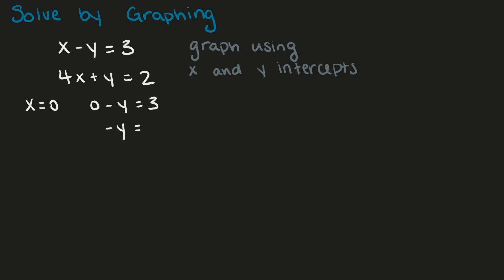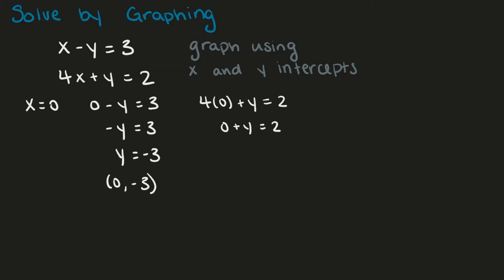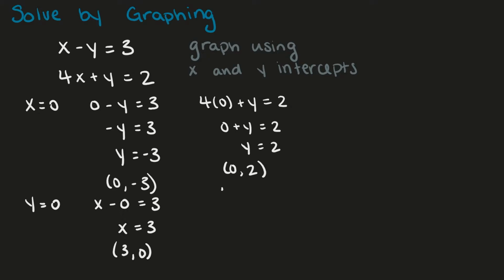The y-intercept for x minus y equals 3 is negative 3, and the y-intercept for 4x plus y equals 2 is 2. To find this, we simply set x equal to 0. To find the x-intercept, we'll set y equal to 0. So the x-intercept for x minus y equals 3 is 3, and the x-intercept for 4x plus y equals 2 is 1/2. Plot these points and we can graph our lines.